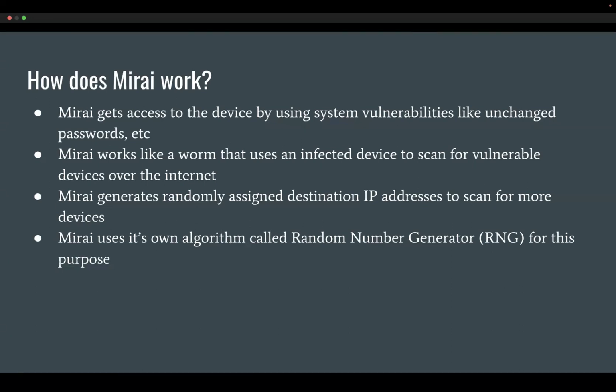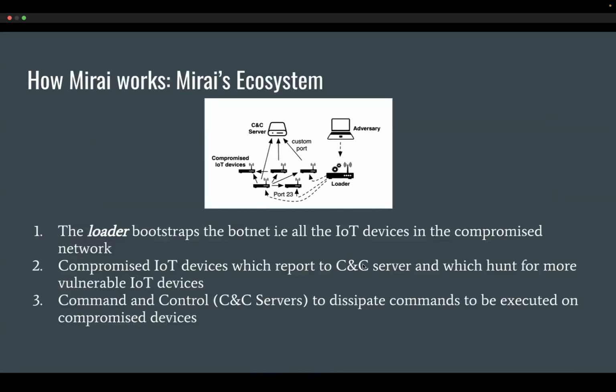Now, how will it look for vulnerable devices, whom will it establish connection with? In order to do that, it will create a large number of randomly assigned IP addresses. So it will create these random destination IP addresses to which it will just send out packets and try to brute force to log into the system. And in order to create these random numbers, it uses an algorithm called a random number generator.